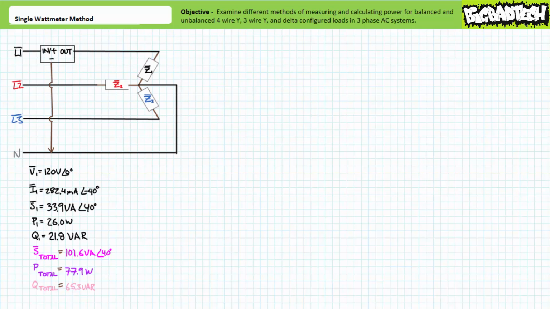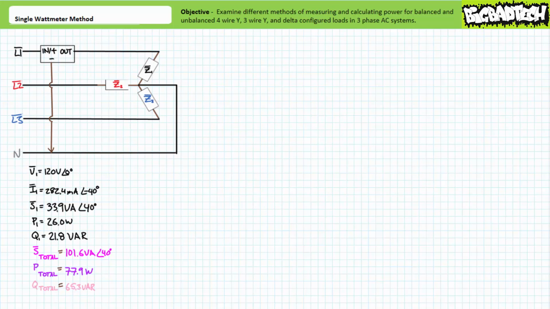A relative phase shift of 40 degrees exists between voltage and current. This corresponds to a lagging power factor of roughly 0.77. An application of any of the AC power formulas yields 33.9 volt amperes of apparent power, of which 26 watts is directed towards real power and 21.8 vars is directed towards a reactive interchange. Multiplying this single figure by 3 yields a total apparent power figure of 101.6 volt amperes, of which 77.9 watts is directed towards real power and 65.3 VARs is directed towards the reactive interchange.